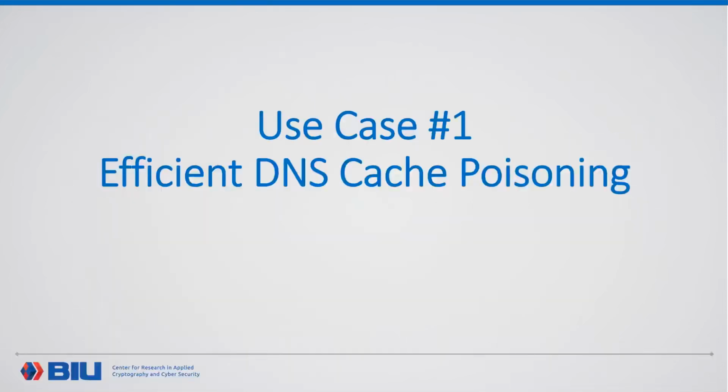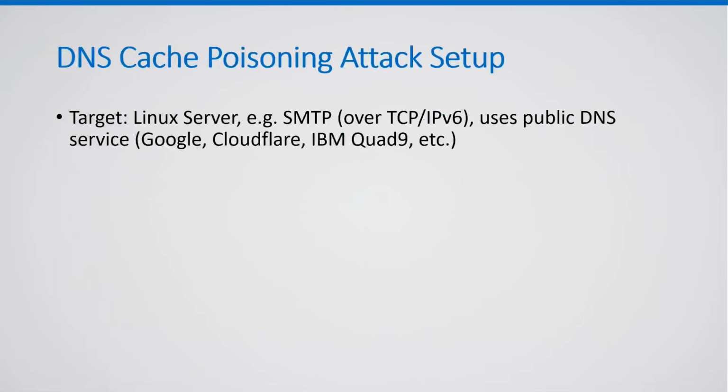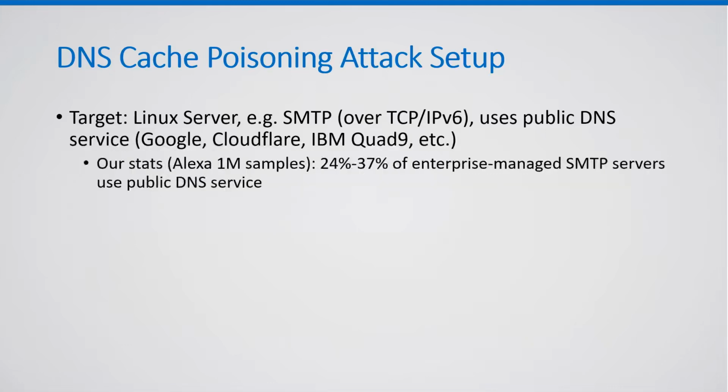Let's take a closer look at efficient DNS cache poisoning. The attack target is a Linux server, for example, one that runs SMTP service over TCP/IPv6 and uses public DNS services such as Google Public DNS, Cloudflare, IBM Quad9, etc. We ran an auxiliary experiment with Alexa's top 1 million domains and found that between 24% and 37% of enterprise-managed SMTP servers use public DNS service. So this is a very realistic scenario.